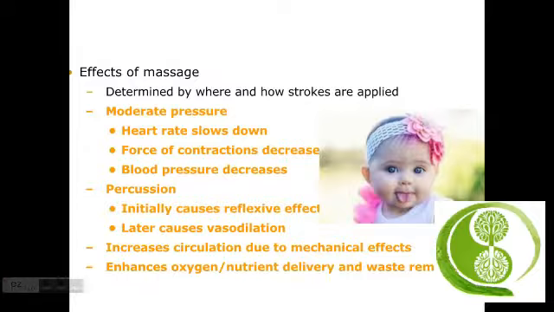If you're doing percussion, that's your tapotement type strokes, your chopping, hacking, drumming type strokes, for lack of a better word, this initially is going to cause a reflexive effect, but then later on it's going to cause vasodilation and relaxation. The effects of the massage also is going to increase the circulation due to the mechanical effects. You're actually, to an extent, kind of pushing stuff along. And it's also going to enhance oxygen and nutrient delivery and waste removal.